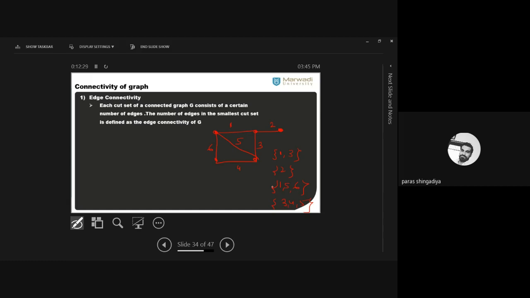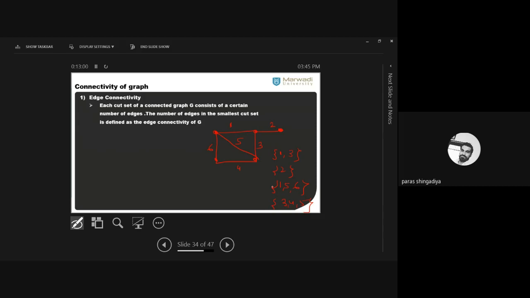Clear? And now you have to find which one is the smallest cut set. Which one is the smallest cut set? 2. It is singleton 2. Why is it the smallest cut set? Because it involves the minimum number of edges in comparison to all the cut sets. It involves the minimum edge count, therefore it is known as the smallest cut set. And how many edges are involved in this cut set? Only one. So what is the edge connectivity of this graph? It is 1. Clear?